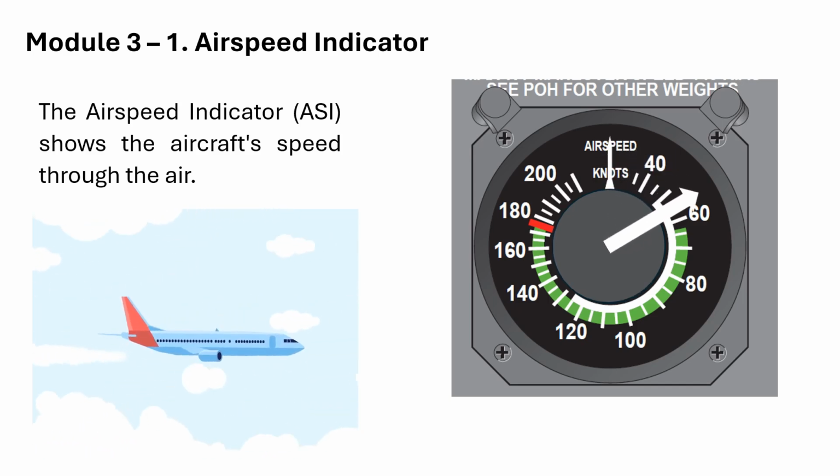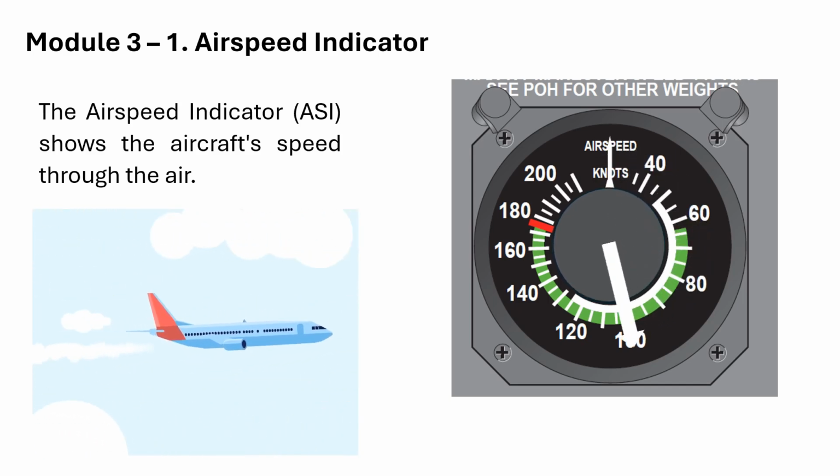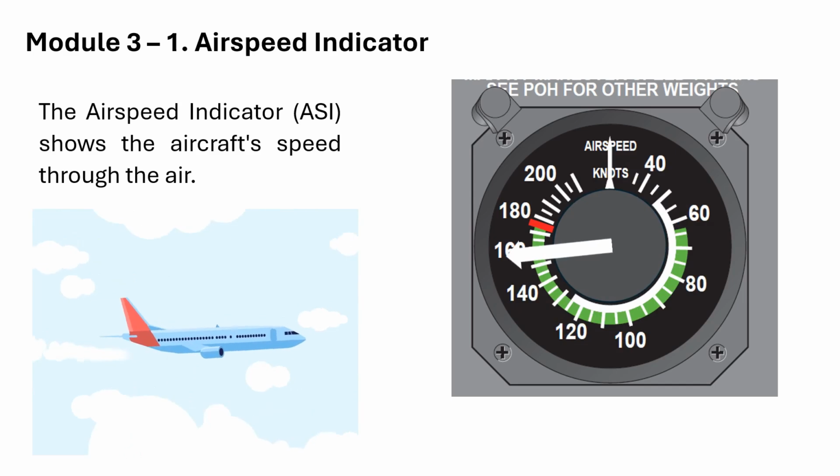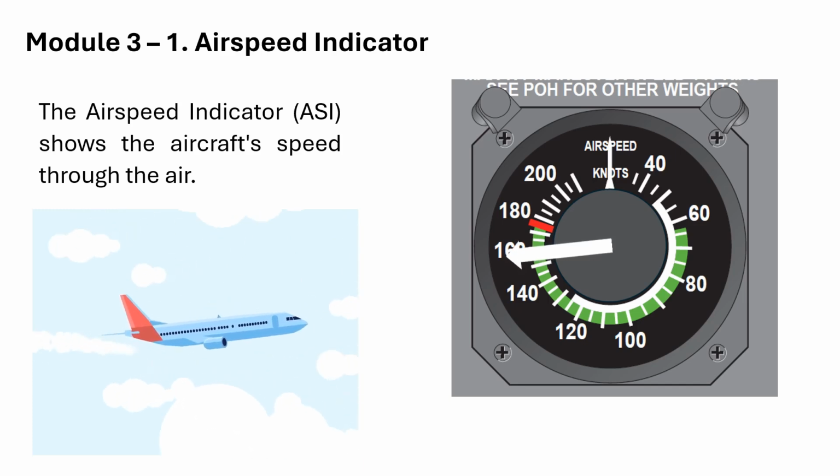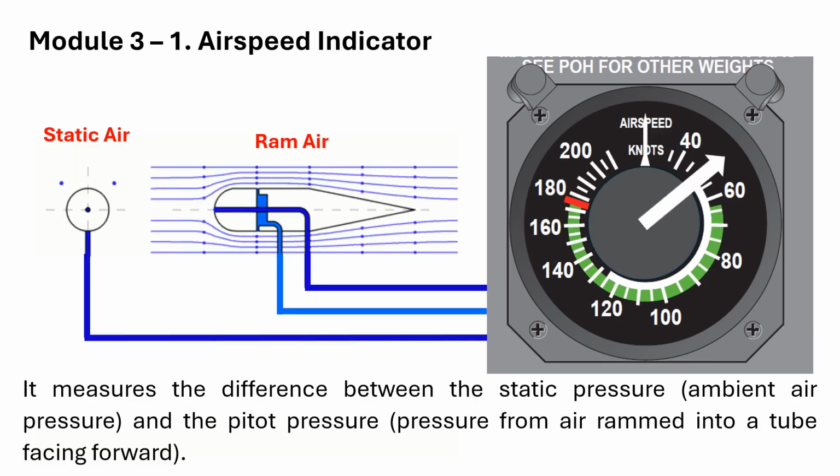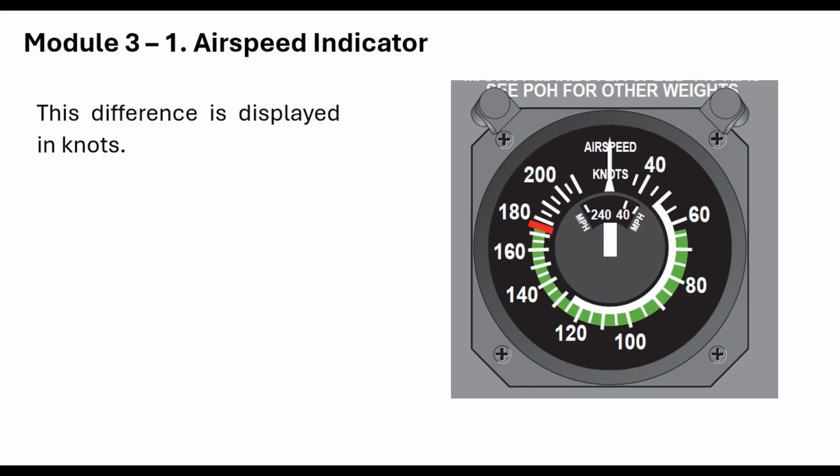1. Airspeed Indicator. The Airspeed Indicator, ASI, shows the aircraft's speed through the air. It measures the difference between the static pressure, ambient air pressure, and the pitot pressure, pressure from air rammed into a tube facing forward. This difference is displayed in knots.